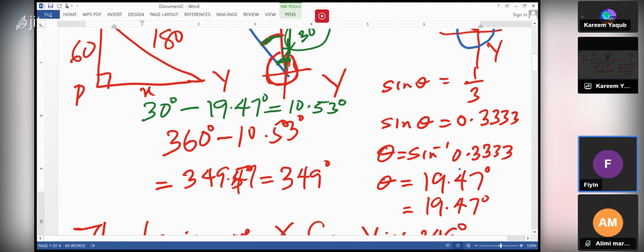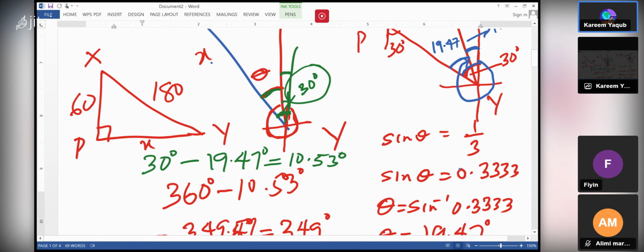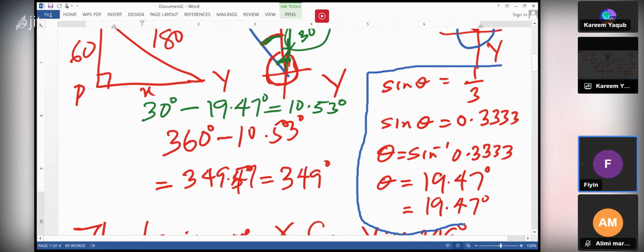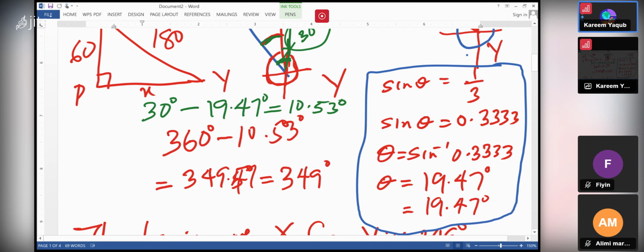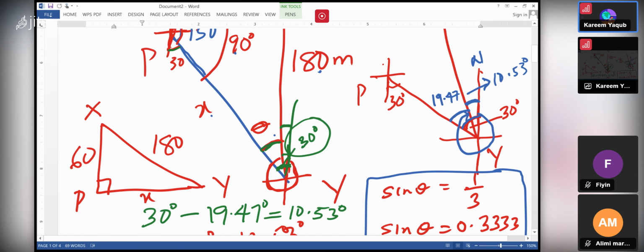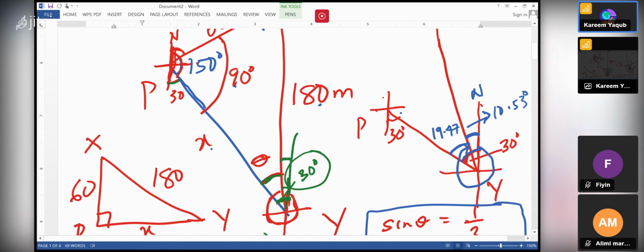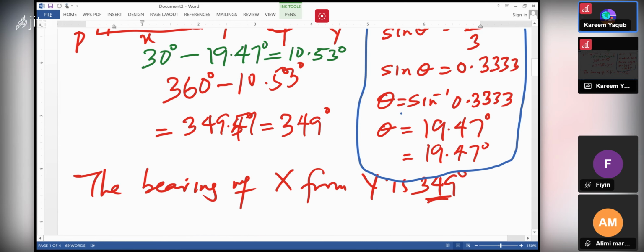We use the sine rule to get it. This is this part here. I've erased the upper part. We use the sine rule here, which is 60 over sine theta equals 180 over sine 90 degrees. Is that clear?